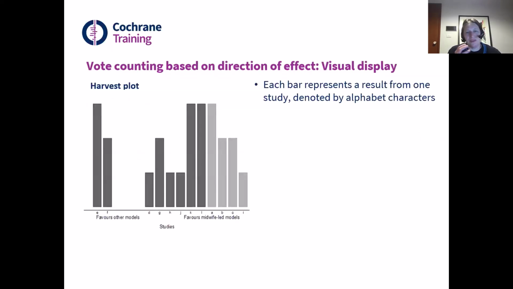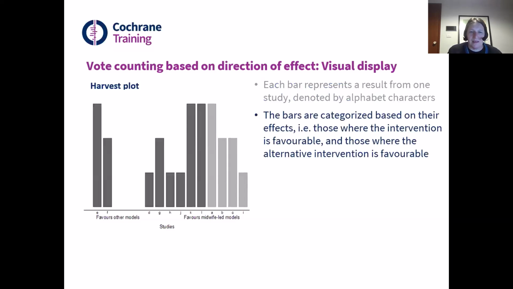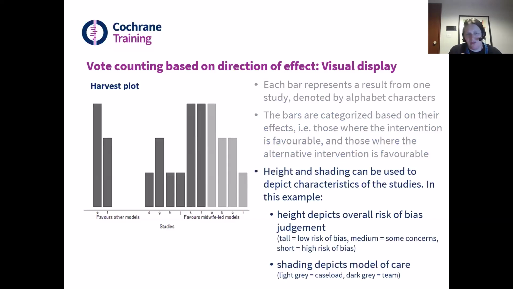So what's the accompanying visual display here? Well, this is the harvest plot. What you can see here is that each of these bars represents a study or an effect estimate, and this is denoted by alphabet characters. The bars are categorized based on their effects, so those where the intervention is favorable and those where the alternative intervention is favorable. And we can do things with the height and shading to depict characteristics of the studies.